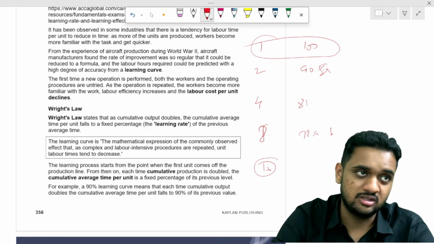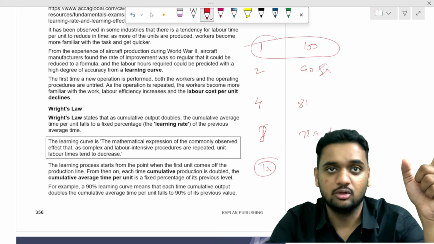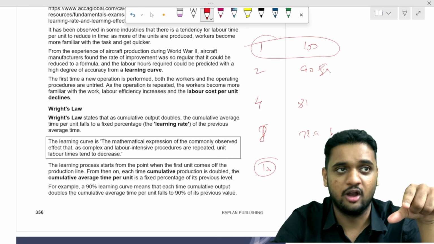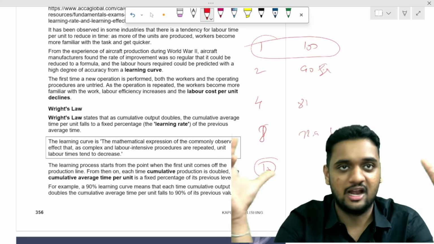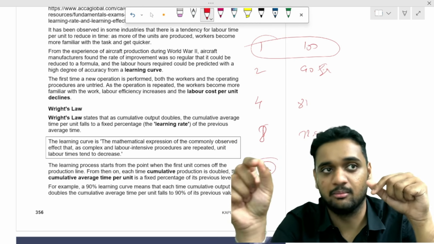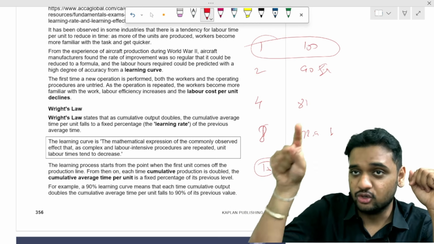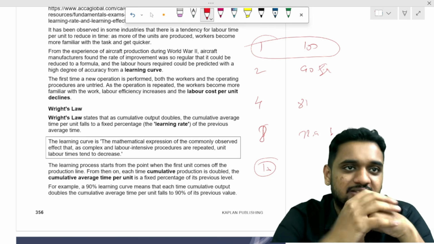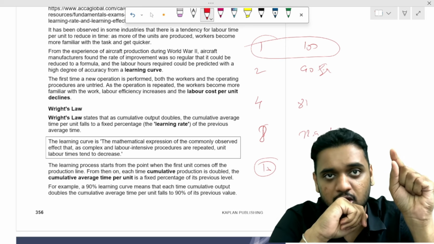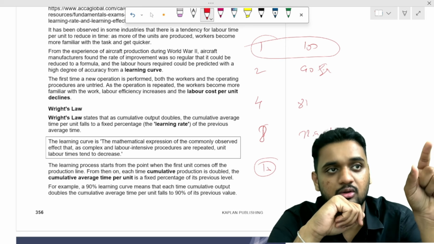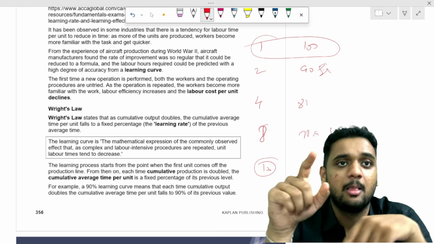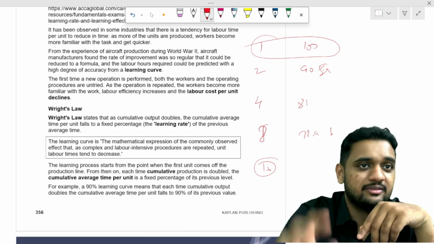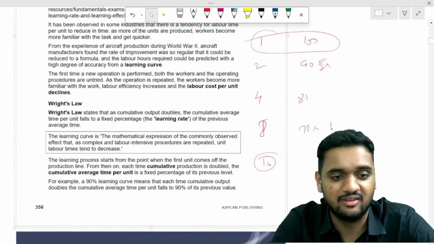As my units keep on doubling, my cumulative, meaning addition of all times, cumulative average time reduces by a fixed percentage. That is, it's reducing by 10%. As my units keep on doubling, my cumulative average time keeps reducing by a fixed percent. Understood? Do one question and you will understand everything very clearly.